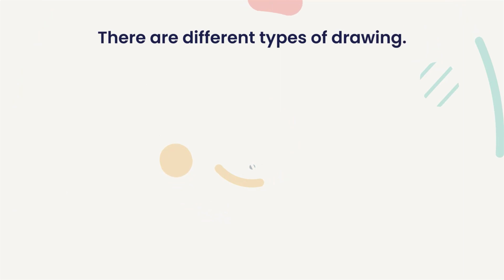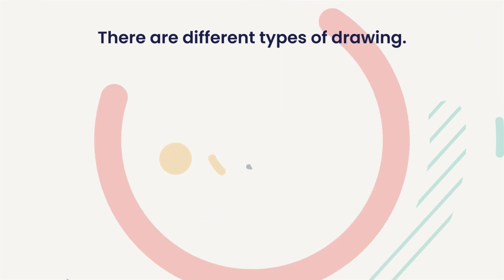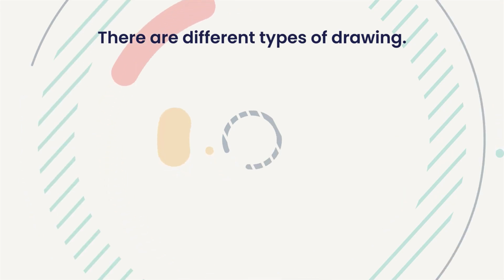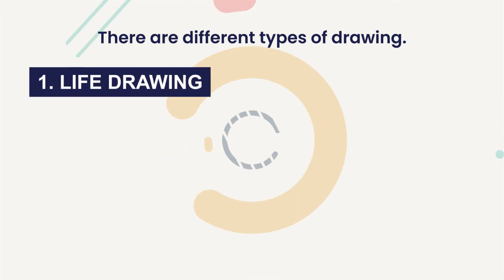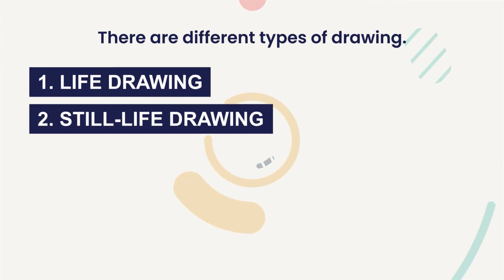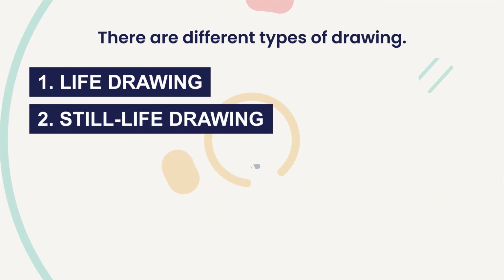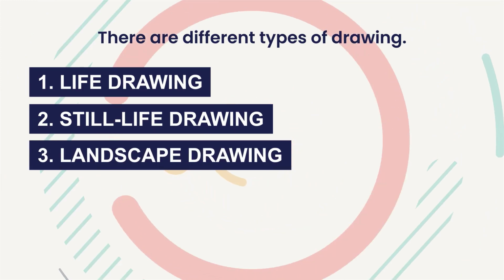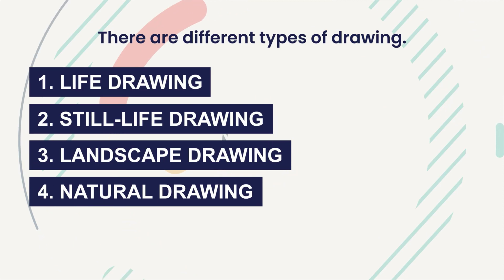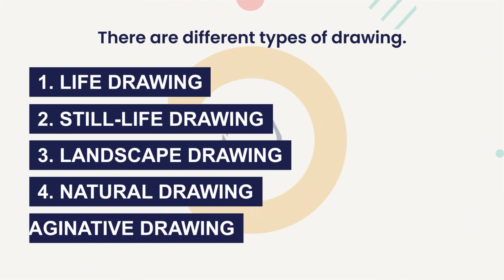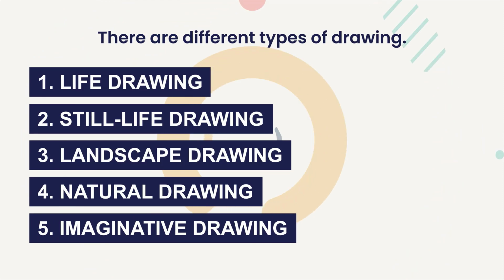There are different types of drawing. Number 1, live drawing. Number 2, still life drawing. Number 3, landscape drawing. Number 4, natural drawing. And number 5, imaginative drawing.